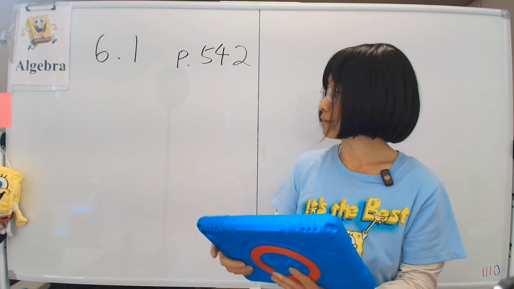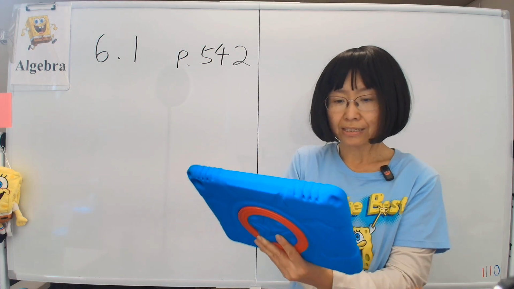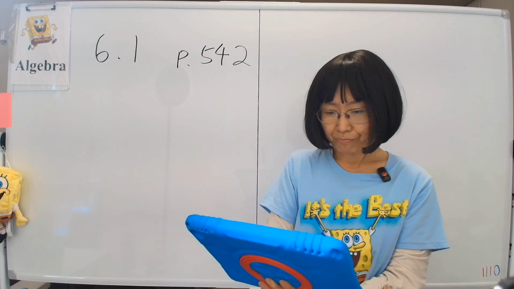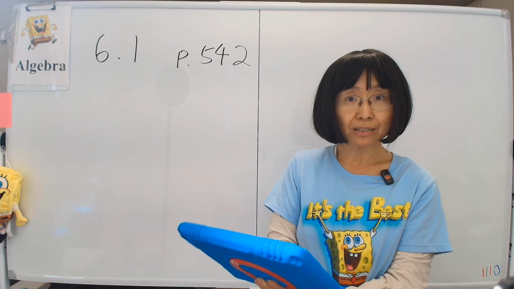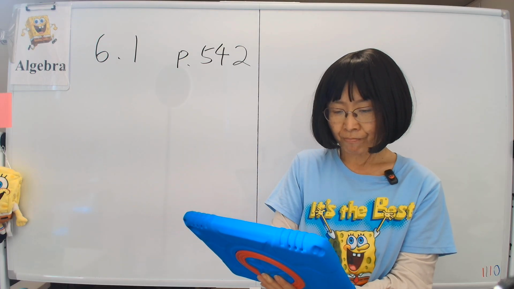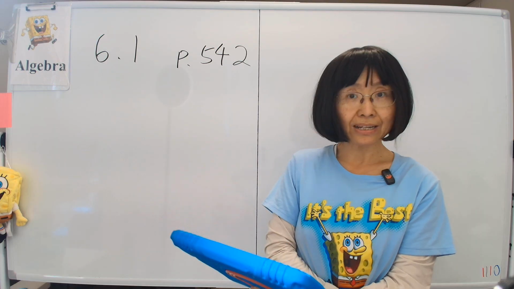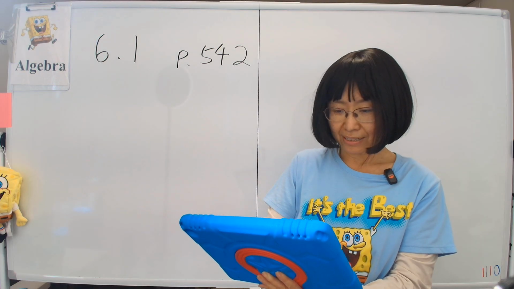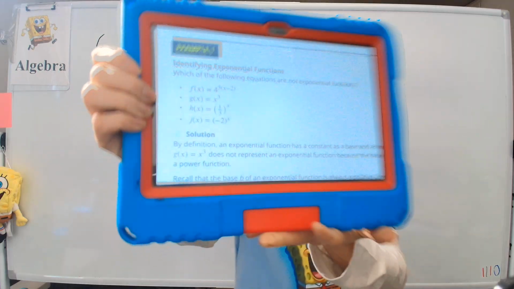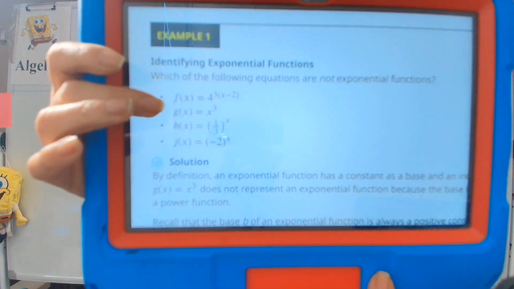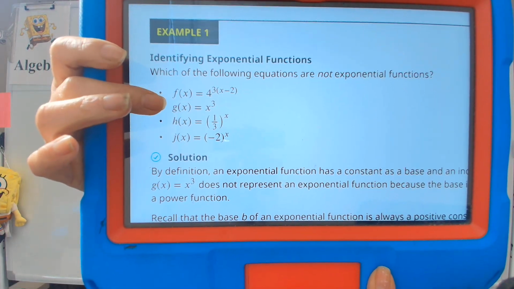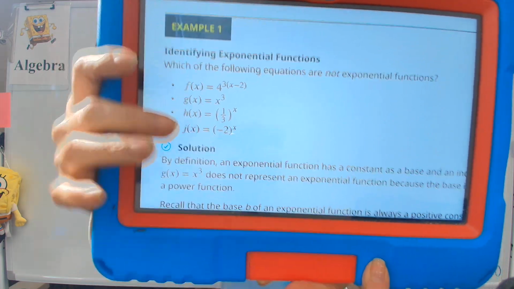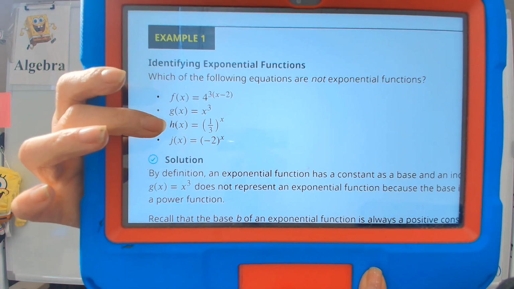Okay, on page 544, let's look at example 1, where we only have to figure out which ones are not exponential functions. The first one looks like an exponential function. The second one is not, because the exponential function has to have x on top. This one does not have x on top. That's just your regular cubic polynomial function. This looks like an exponential function.